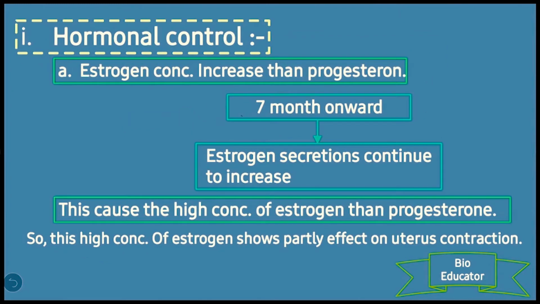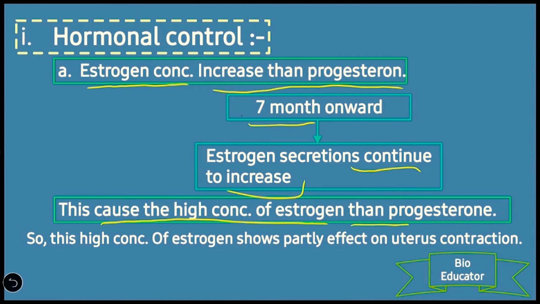Now, how do hormones control the rhythmic contraction of the uterus? A. Estrogen concentration increases relative to progesterone. From the 7th month onward, the estrogen secretion continues to increase. This continuous increase causes a higher concentration of estrogen than the progesterone hormone. So, this high concentration of estrogen partially affects uterine contraction.